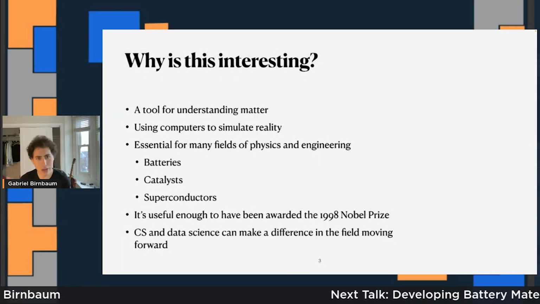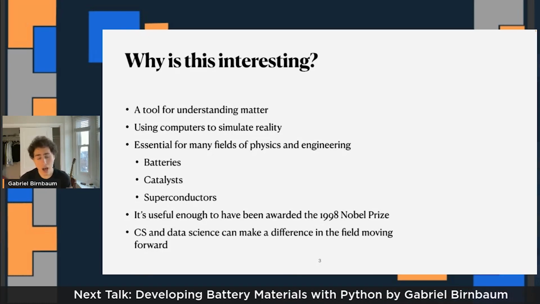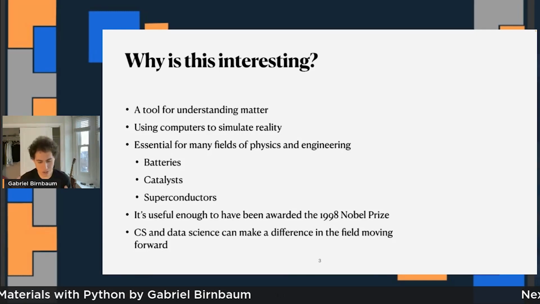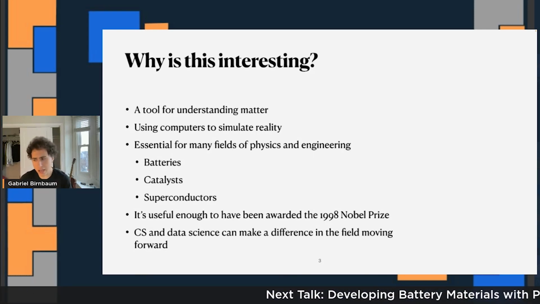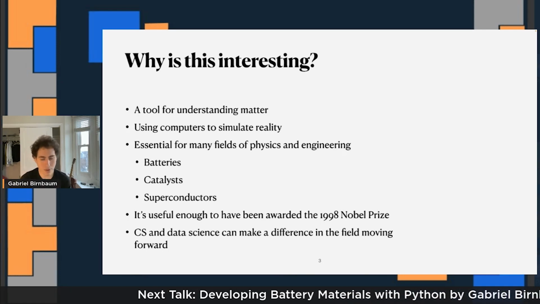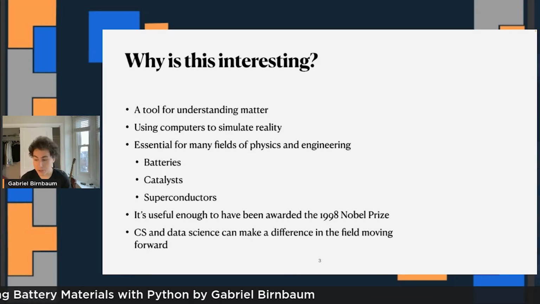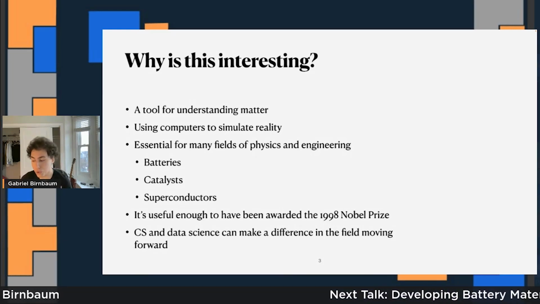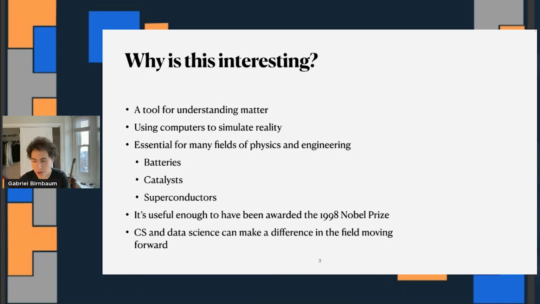So why is this interesting? And particularly for a computer science, data science audience, why is this interesting? I think this is an interesting problem because, one, it is a tool for understanding matter, which is all around us, and it's very fundamental. Two, it is a Turing machinist's dream, is what I like to call it. It is a part of physics where you can use computers to simulate how actual physical systems behave with high accuracy, which was one of the original goals of computer pioneers. You can think about the ENIAC computer helping with the Manhattan Project as an example.